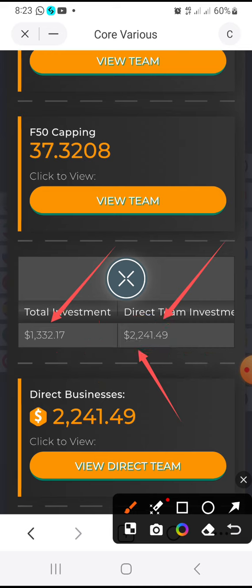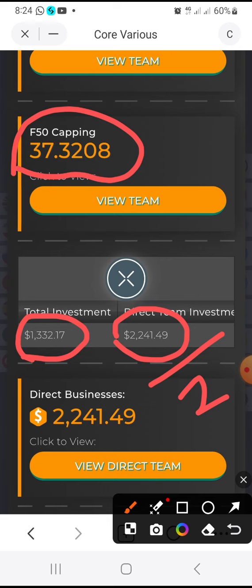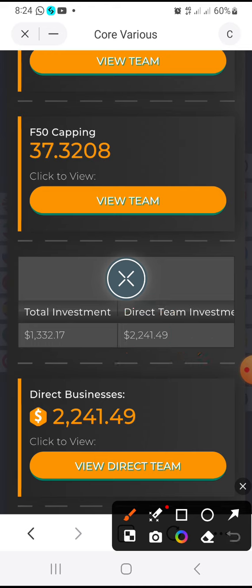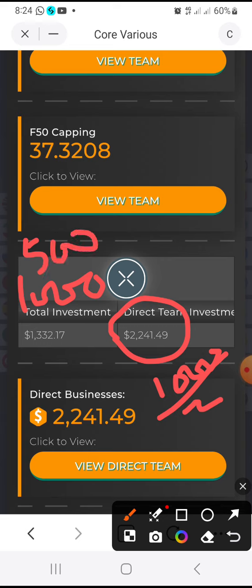Let me just do some examples so that you can see it. First of all, always divide this by 2. And the amount that you get is what is supposed to be here so that you can enjoy the F50 that you see over here. One thing you don't know is that if here is low, for example, you have 1,000 here and you have 1,000 here, the system will give you F50 capping of half of this, which is 500. Because the amount here, you should have 2x of it here. So if you have 1,000 here, the system is paying you on half of it, which is 500.